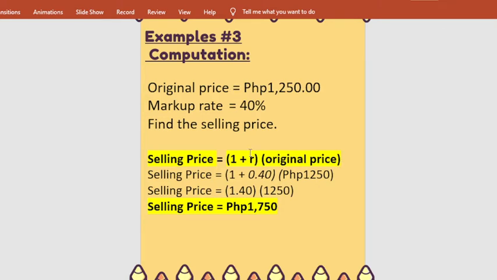Okay, then substitute the value. 1 plus 0.40 times 1,250. So, selling price is equal to 1.40 times 1,250. It is equal to 1,750. So, the selling price of the latest shoes is 1,750. Okay? Got it? Okay, good.